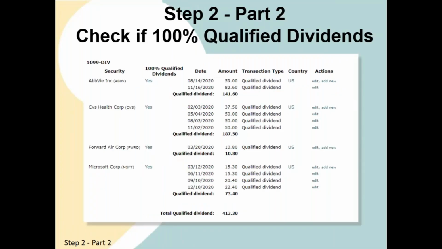At the bottom of the page, you'll see a list of all the dividends you've entered in Bivio. First, make sure that in the column labeled 100% qualified dividends, you see a yes for all stocks that pay 100% qualified dividends, or a no for those that do not. There should be a no for investments like REITs, ETFs, and many mutual funds. If you see that any of the dividends on your 1099s have been reclassified into different distribution types, you should see a no in this column.